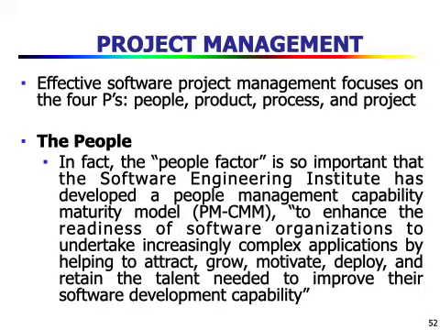So, for effective software project management, it will be mainly focusing on the 4 P's, that is, people, product, process, and project. In order to effectively do project management, the project manager should understand the 4 P's, that is, people, product, process, and project.